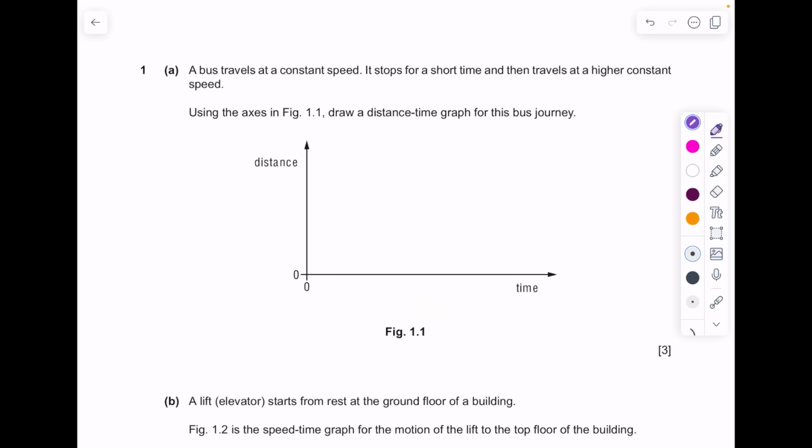A bus travels at a constant speed. It stops for a short time and then travels at a higher constant speed. Using the axis in figure 1.1, draw a distance time graph for this bus journey. So think very carefully about the various portions.